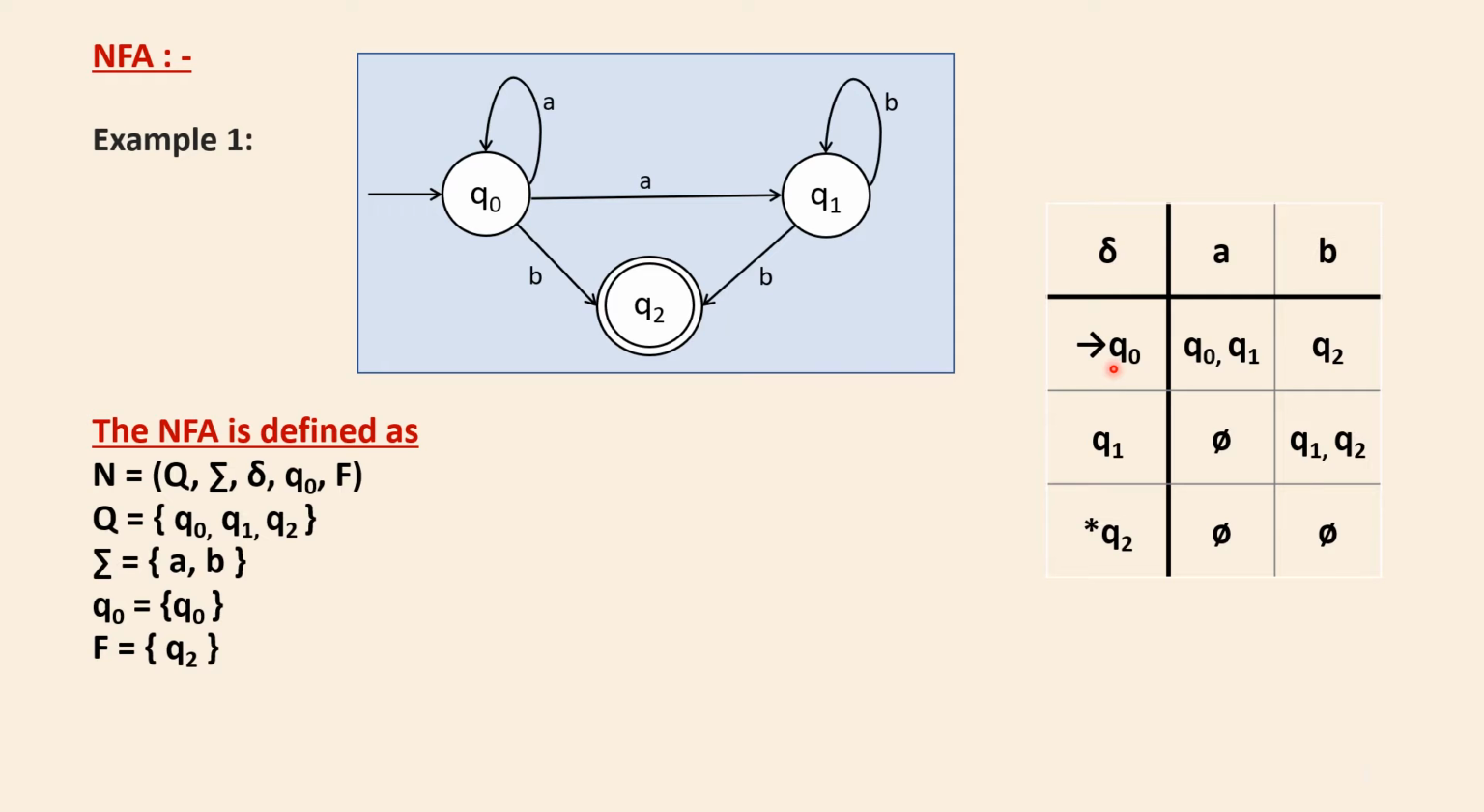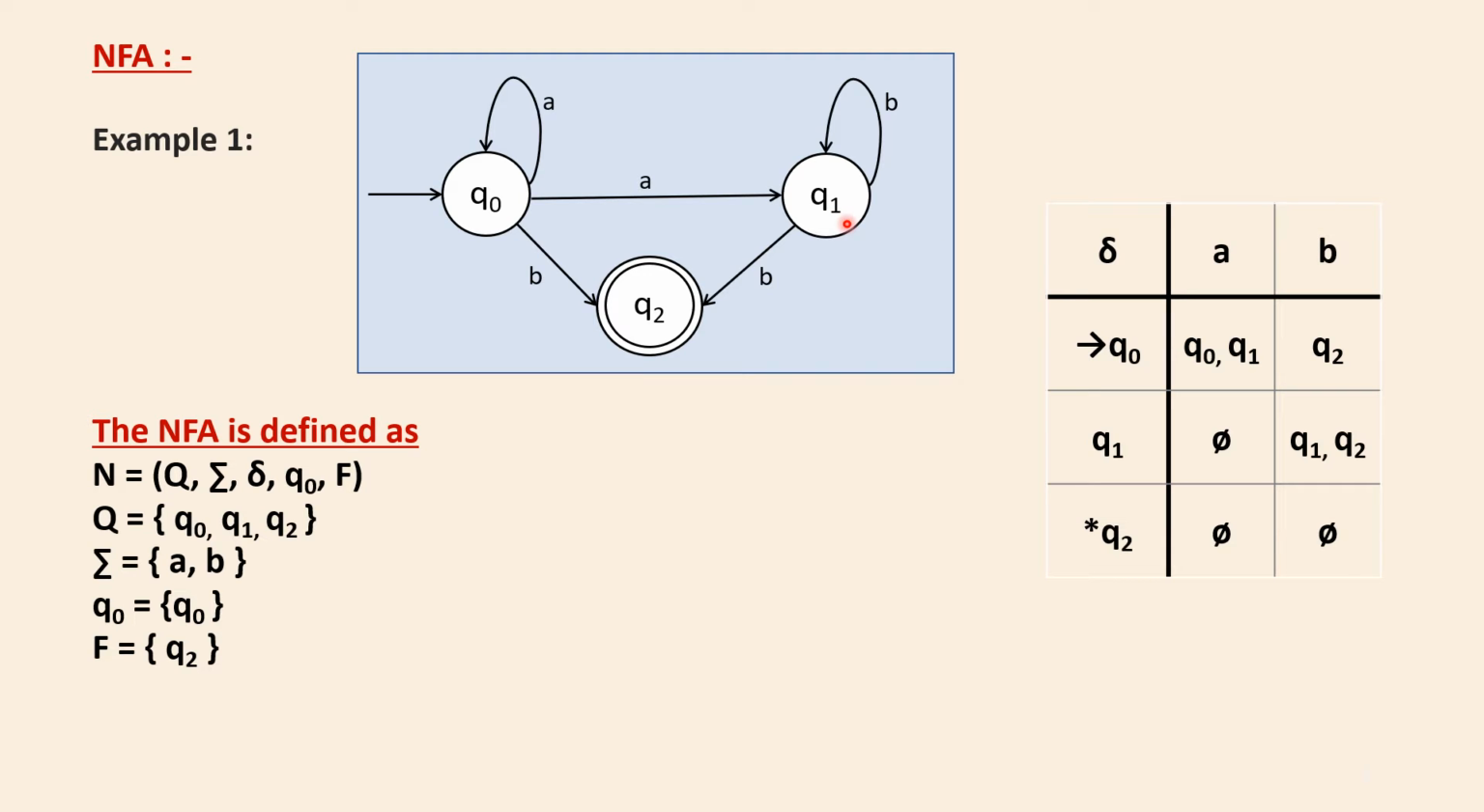Now we can see that Q naught on input A can either loop it to itself. So here we have written Q naught, or it can give that A to Q1. So here we have also written Q1. So Q naught on input A can either go to Q naught or Q1. And Q naught on input B, it is going to Q2. So Q naught on input B is going to Q2.